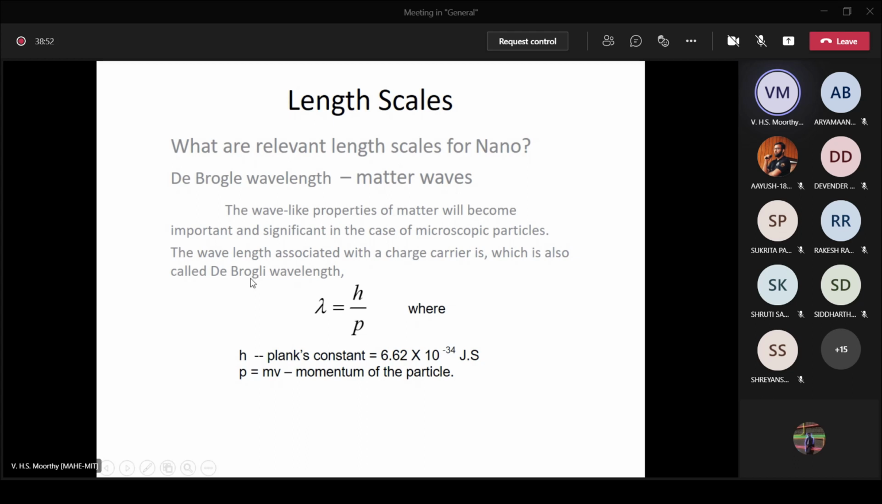So De Broglie in his PhD thesis proposed this concept of wave particle duality. He gave one equation which connects wave property and particle property. De Broglie's equation is lambda equals h by p. What is lambda? Lambda is wavelength. h is a constant called Planck's constant. p is the momentum of the particle.